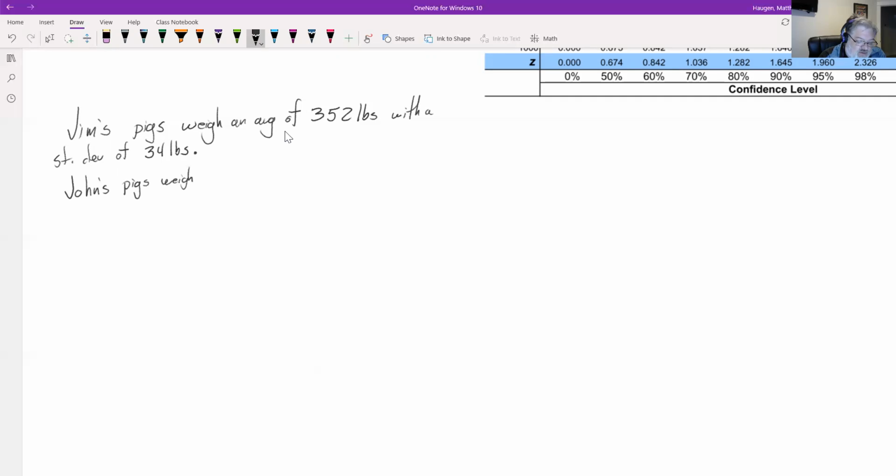John's pigs weigh between, let's say, 34, three of those is about 100. Ooh, let's go between 194 pounds and 411 pounds.